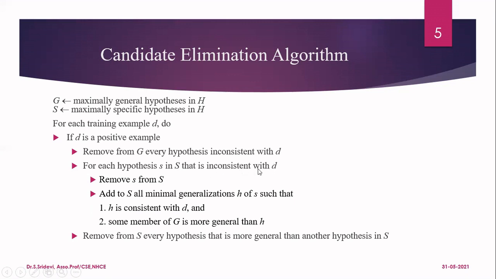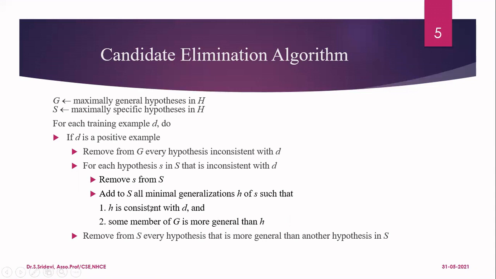If it is inconsistent, we are going to do the following steps. First, we will remove the inconsistent hypothesis S from the set of hypotheses in the specific boundary. After that, we are going to add to S all the minimal generalizations H of S such that the following two conditions are satisfied. The first condition is that this H, whatever we are going to add, that is the generalization, is consistent with the given training example D.